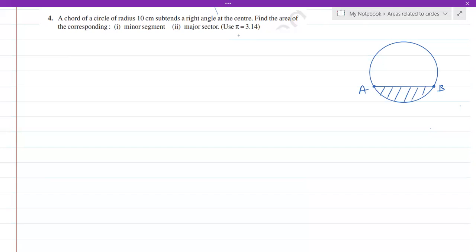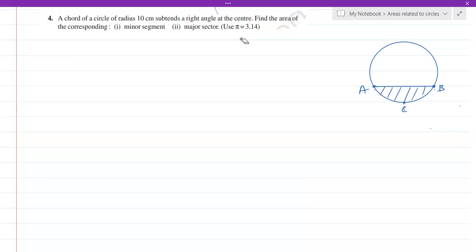Let me take up another point on the circle, say C. Now, how do you represent the segment mathematically? We write it like this: we start with A and we end with A itself. So the segment name will be A, C, B, A. That will be the segment name. So, area of the minor segment.